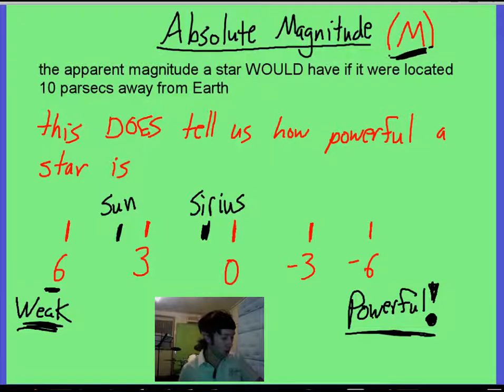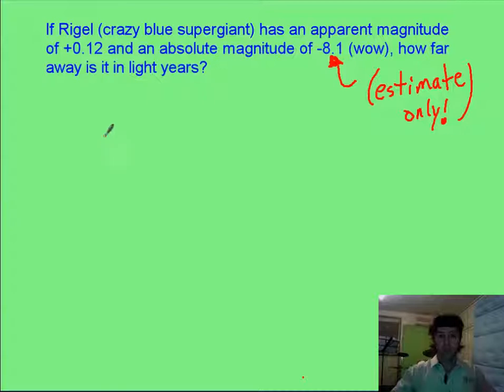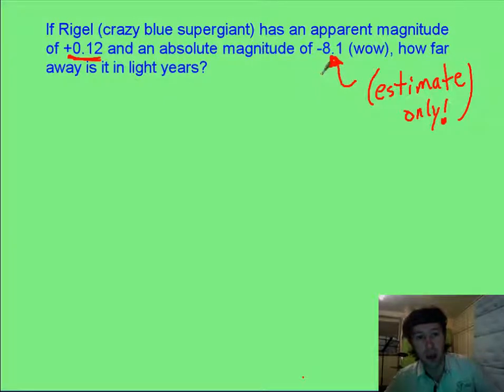But then you've got a star like Rigel. And Rigel is a ridiculous type of star. Maybe it's like a blue hypergiant or something. And it's way out here at like -8.1. Because it's ridiculously powerful. Rigel is the brightest star in Orion, and one of my favorites because it's so crazy powerful. There's apparent magnitude we're pretty certain of. This absolute magnitude is only an estimate, but -8.1 is ridiculously luminous, but it's really far away.